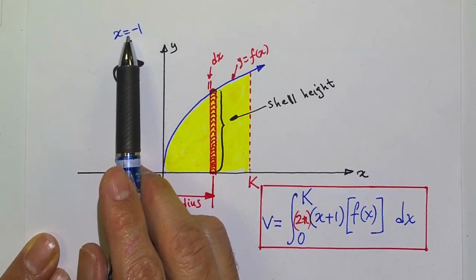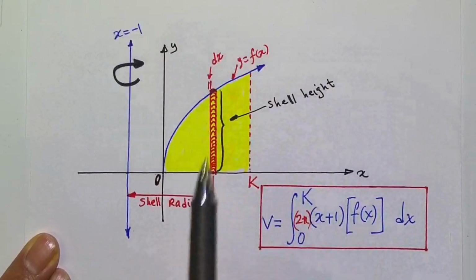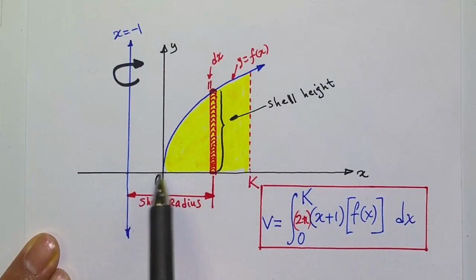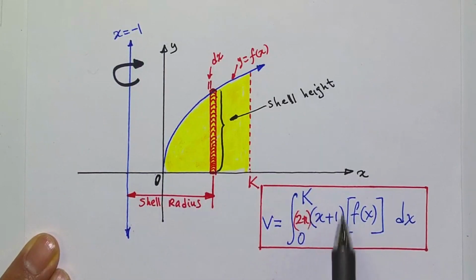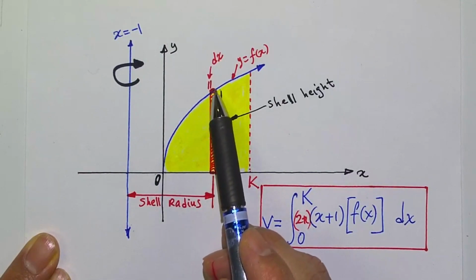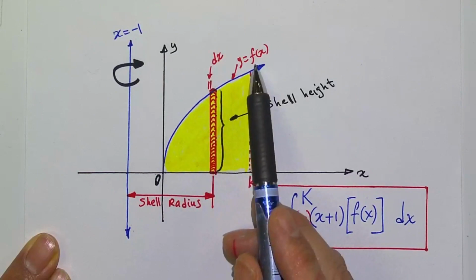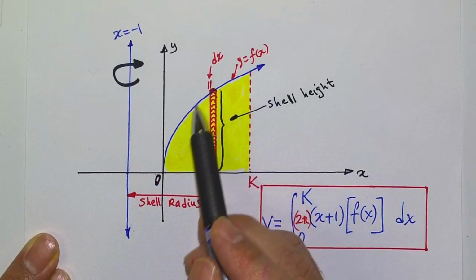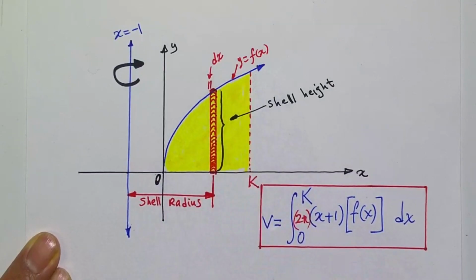Never mind that it says x equals -1. That's where the line is. But the distance is x plus 1. Okay, so that's the shell radius. 2 pi, of course, here. The limits of integration are here. And then the f of x, once again, is the shell height, which is tied to every point, the y value or the height of this curve, which is identified by this function f of x. It defines the height of any point on this line.